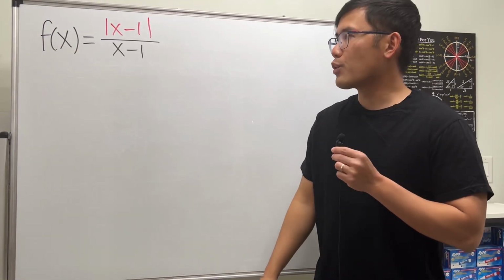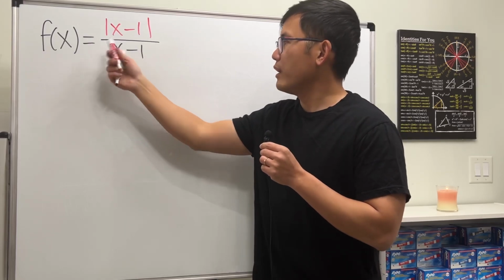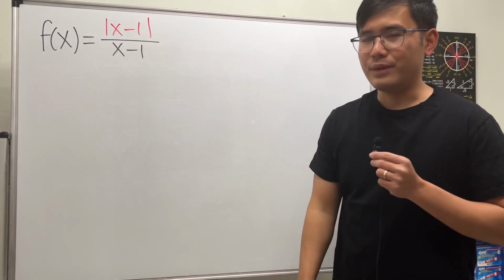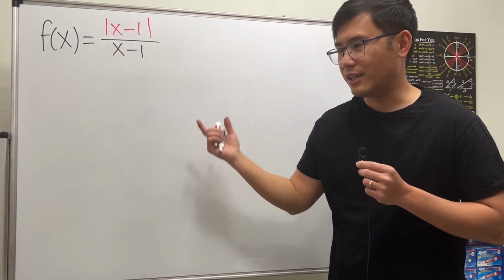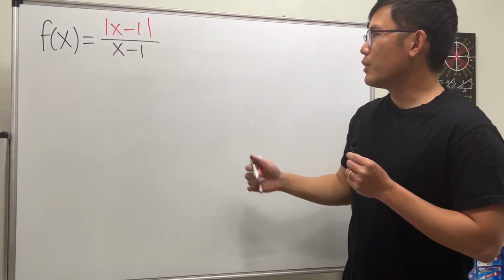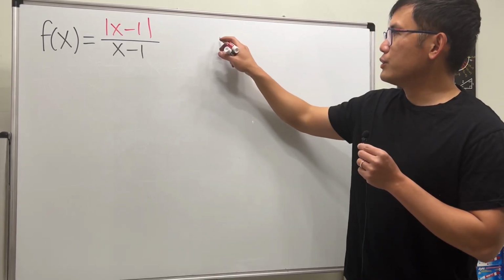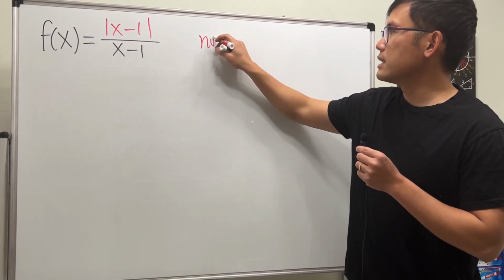All right, let's go ahead and graph absolute value of x minus 1 over x minus 1. And to do so, we are going to write the absolute value function as a piecewise function, and that's how we can make this easier. So let's take a look at the usual way to break down absolute value of x.